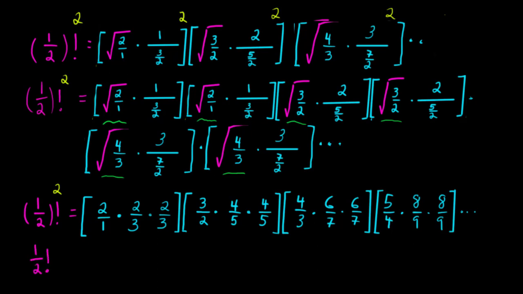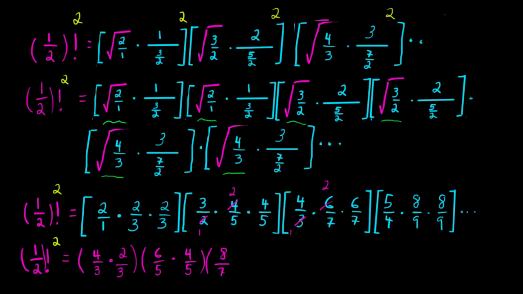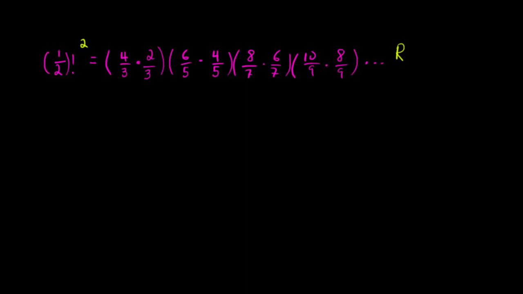So we'll take this a step further. 1/2 factorial squared. I'm now going to multiply the first two terms out of 3 in each of these bracketed groupings. So I'm going to get 4 over 3 times 2 over 3. And then the 2 cancels there, so I'm going to get 6 over 5 times 4 over 5. And then the 3 cancels in the next grouping, so I get 8 over 7 times 6 over 7. And then I get 10 over 9 times 8 over 9. Okay, nice. So I'm going to bring that up to the top line here.